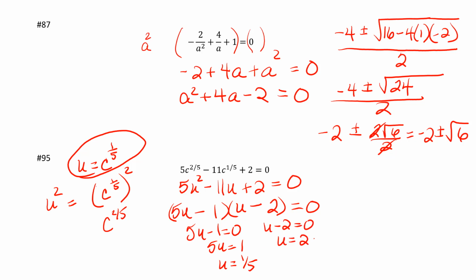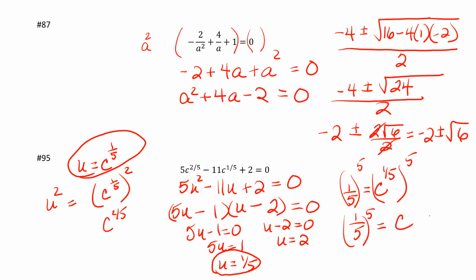Now, we don't want to know what u is. We want to know what c is. So I have to go back now and substitute back in so I can find out what c is. u is equal to c to the 1/5. So now, since u is 1/5, I can say 1/5 equals c to the 1/5 power, and therefore, if I raise both sides to the 5th power, I'm going to have 1/5 to the 5th power is equal to c.